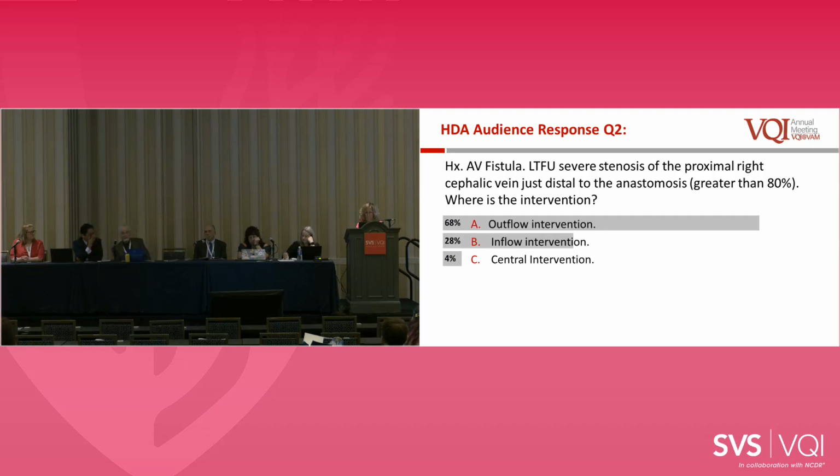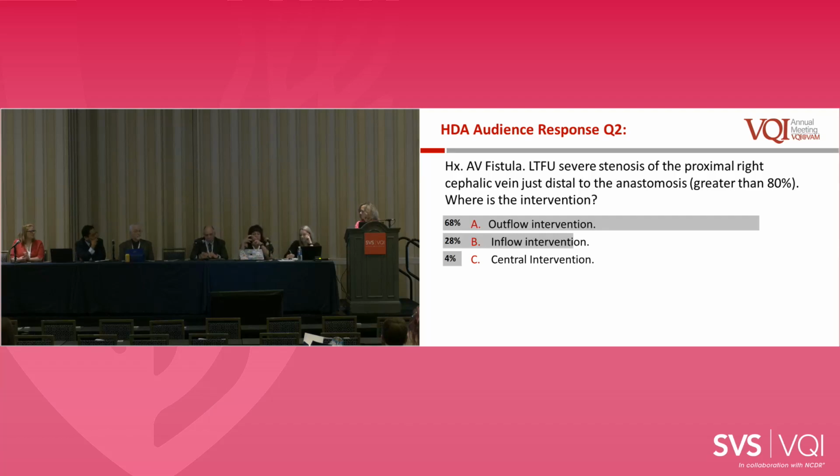I don't, because I consider cephalic arch stenosis still a peripheral vessel. It's not a central vein. For sure, but you consider those both outflow interventions? Yes. Dr. Murray? Yeah, I agree. I would consider it an outflow intervention.